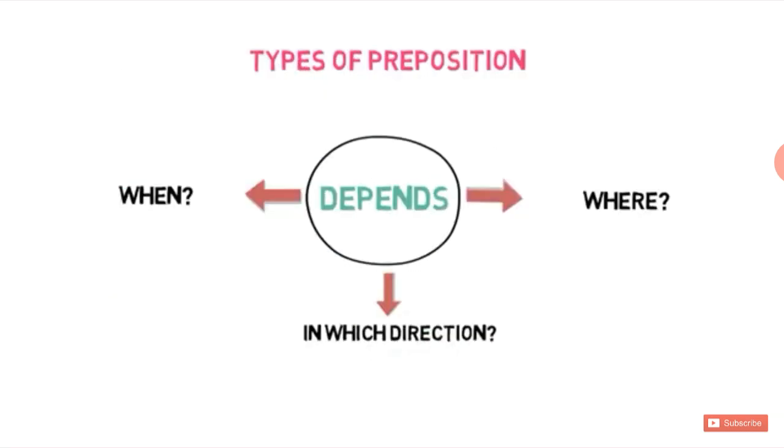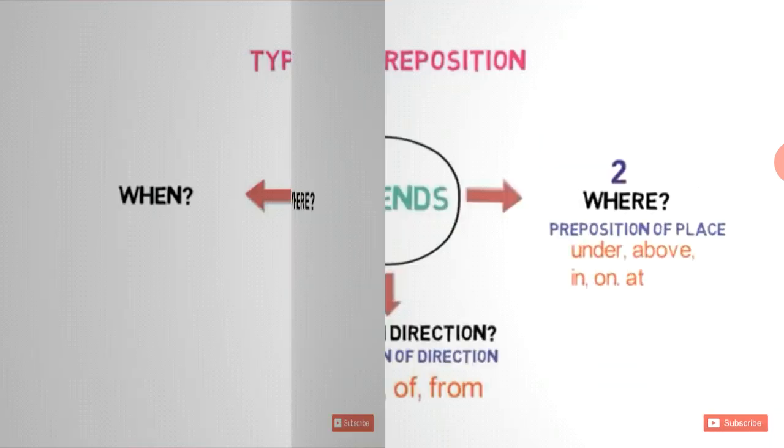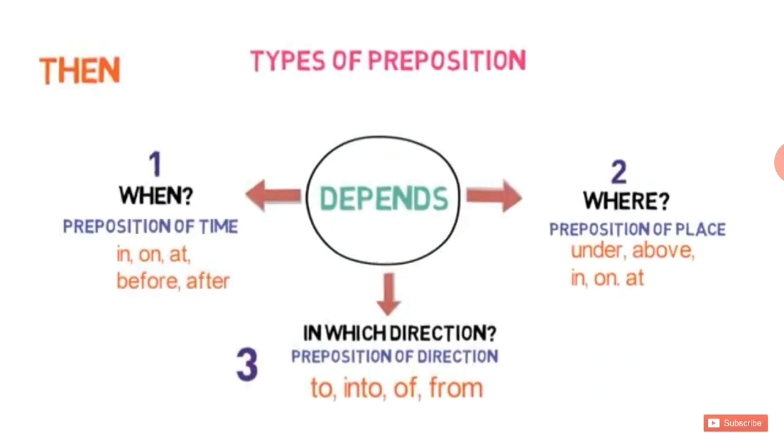So, types of prepositions. It depends on the situation or the way it happened: when, in which way, in which direction that thing happened, and where it happened, isn't it? I'll give you some examples so you can easily understand. The first thing is when. This is called preposition of time. Some examples of the preposition of time: in, on, at, before, and after.